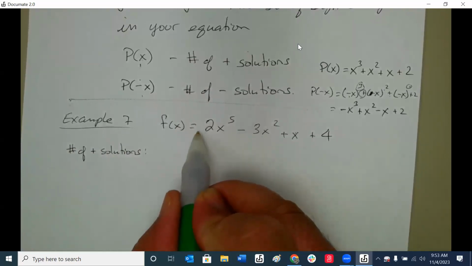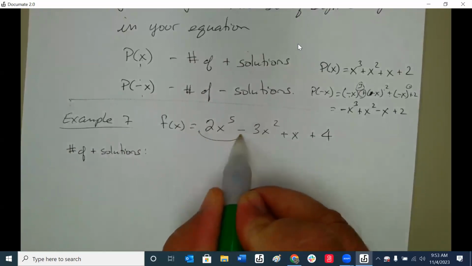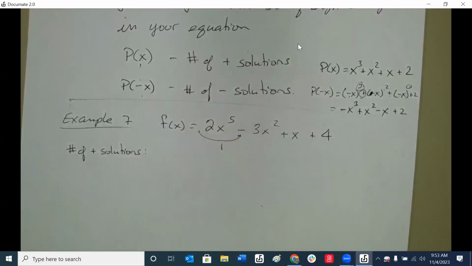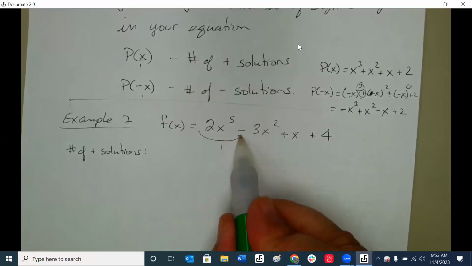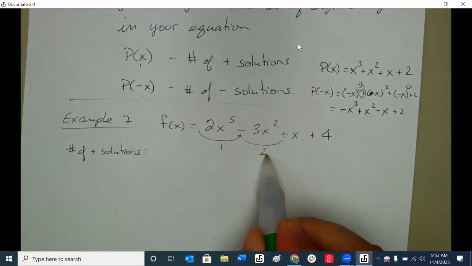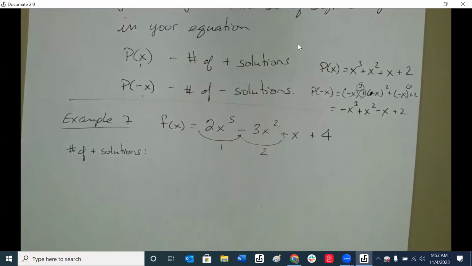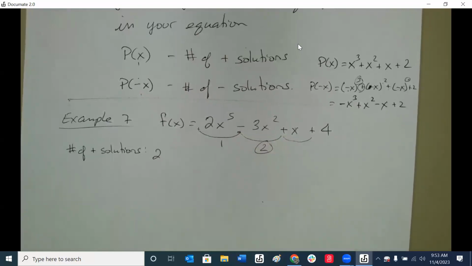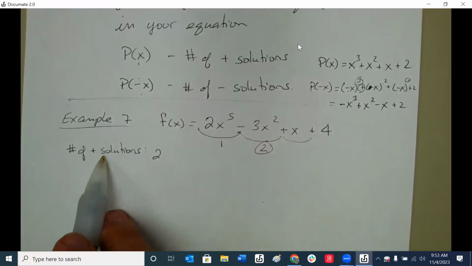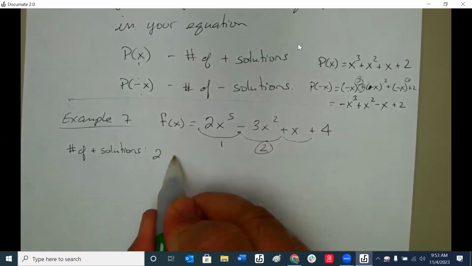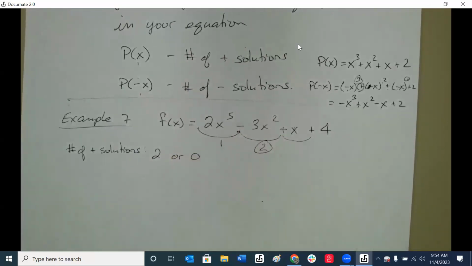All right, so this one's positive. It goes to a negative. That's one sign change. This was a negative, goes to a positive. That's a second sign change. And then positive to positive, nothing. So we only have 2 sign changes. So we have 2 possibilities. We'll have at most 2 positive solutions, or we may have 0 positive solutions.